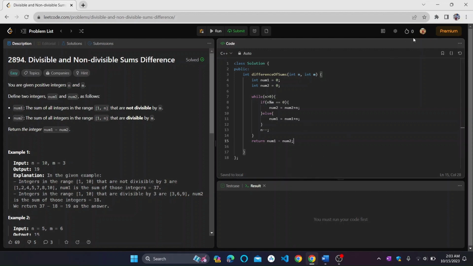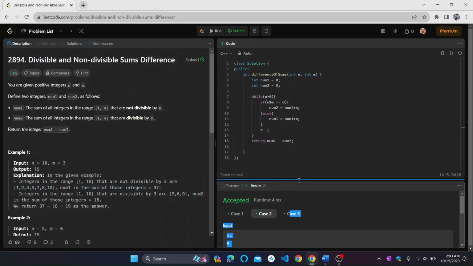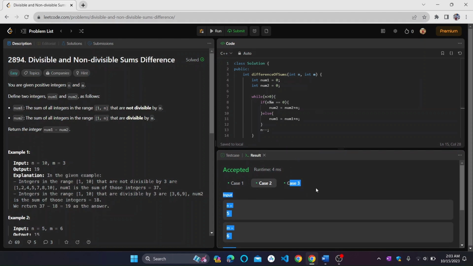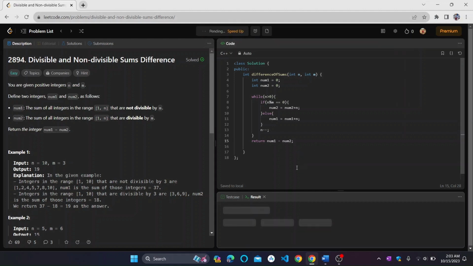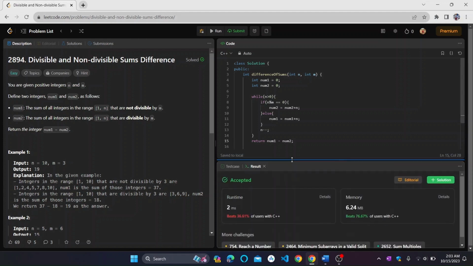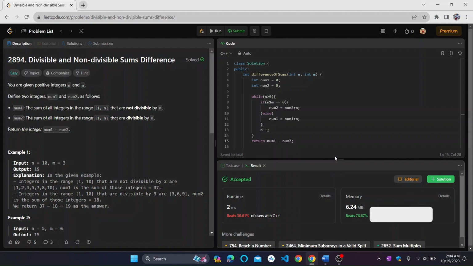So let's check whether it's working or not. Yeah, all three cases run successfully, which means our code is running. So let's submit it. I thought it would be accepted. Yeah, it's accepted, and the running time is 2 milliseconds and memory is 6.24 MB. So that's done.